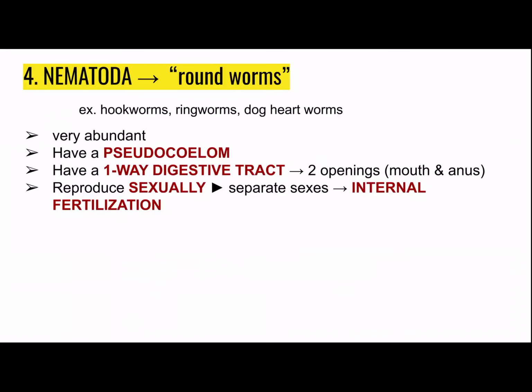These worms will reproduce sexually, and they do have separate sexes, whereas flatworms were hermaphrodites in that they all contained both male and female gonads, or reproductive structures. These guys do not. They do have separate sexes, and they reproduce through internal fertilization, which means the male worms will deposit the sperm inside the female. That's what internal fertilization means. And then the female lays thousands and thousands of eggs at one time.